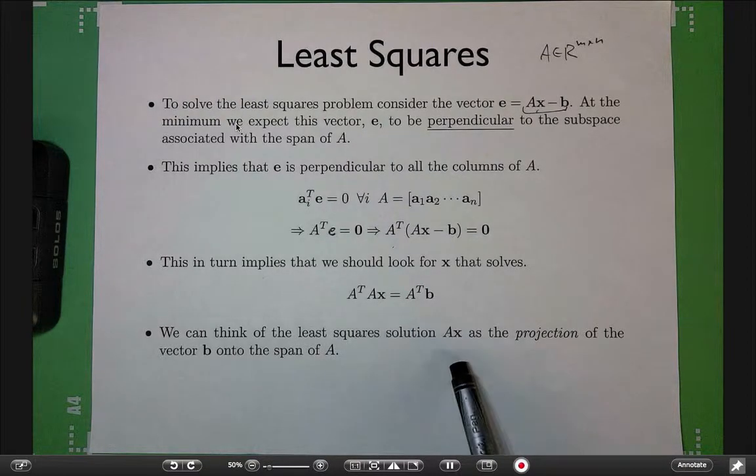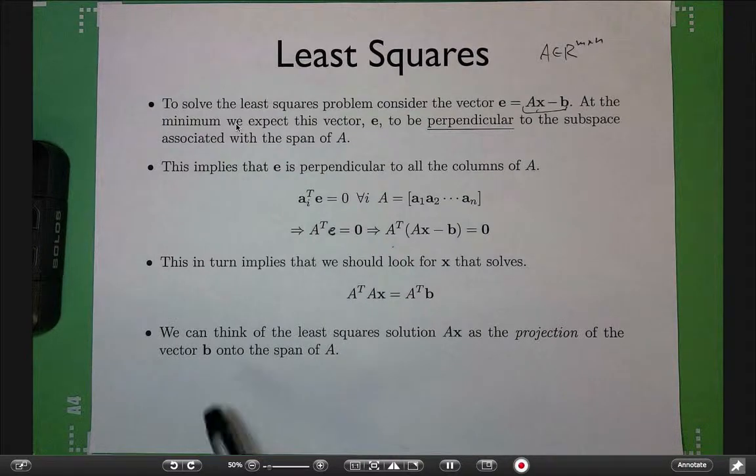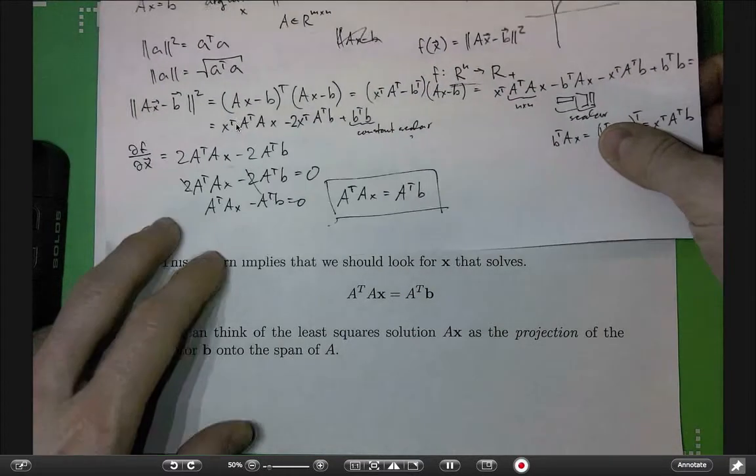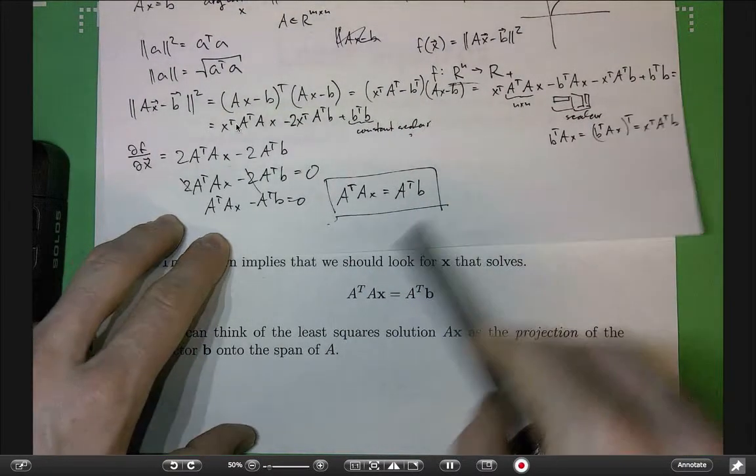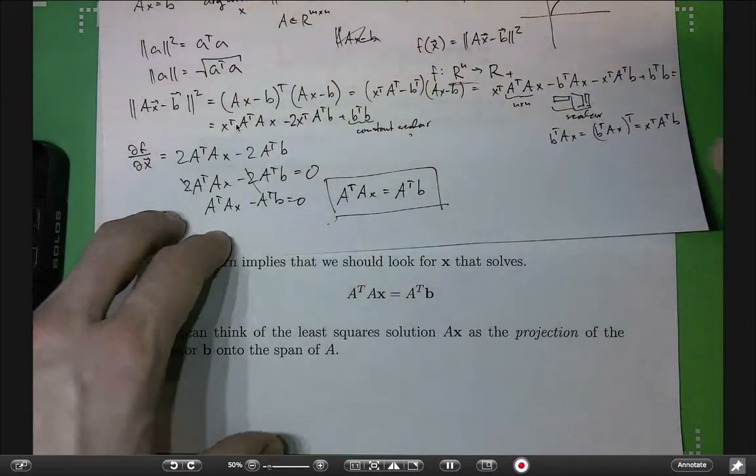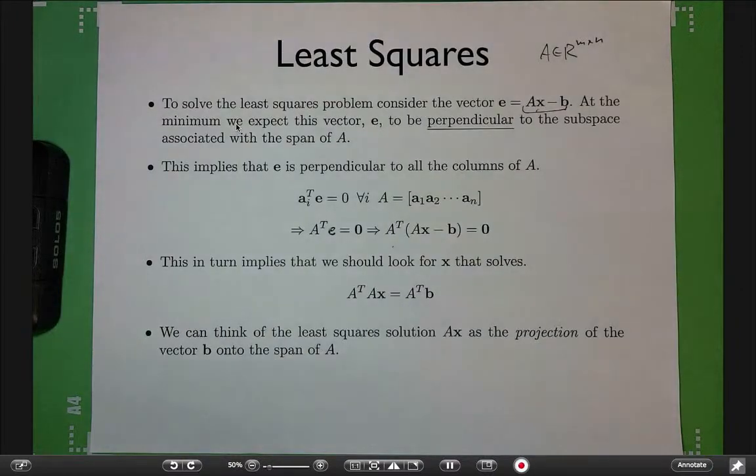And geometrically, the solution is just the orthogonal projection of the vector B on the span of A, as I was showing before on that example. And really, you can compare here, A^T AX equals A^T B, it's the same thing. Got it?